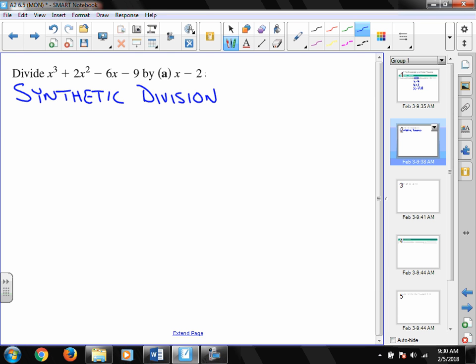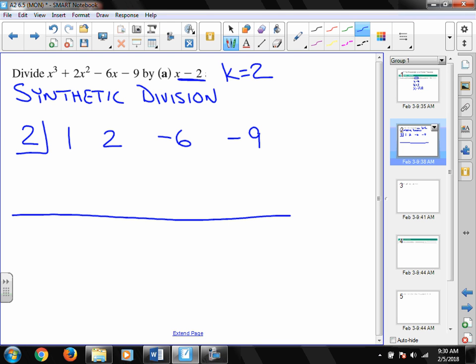So, what k value am I working with when I look at x minus 2? 2. We're looking at a positive 2. So, your k value is what's going to go in the corner. So we're going to have 2 up in the corner. And do I have every power of x? I've got x cubed, x squared, x, and then a constant term. So I'm going to put those coefficients. What's the coefficient for x cubed? 1. What's the coefficient for x squared? 2. Negative 6. And negative 9.